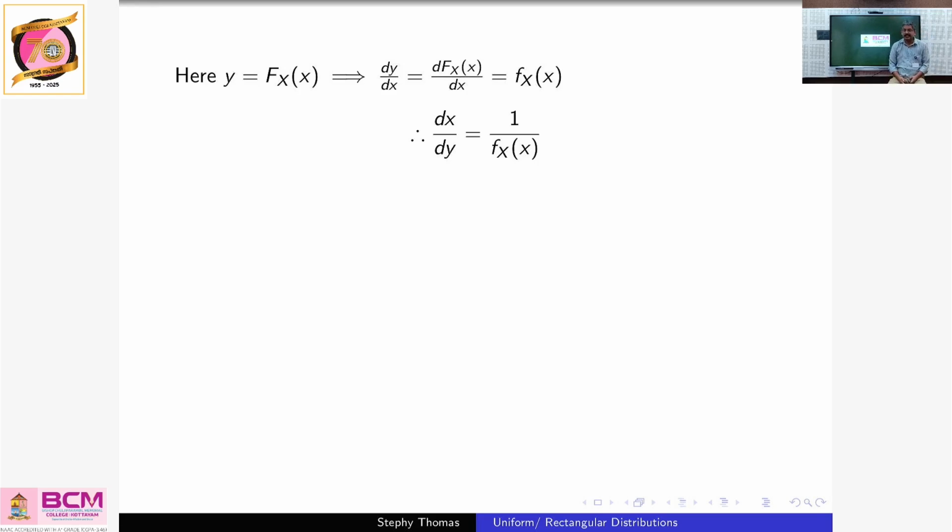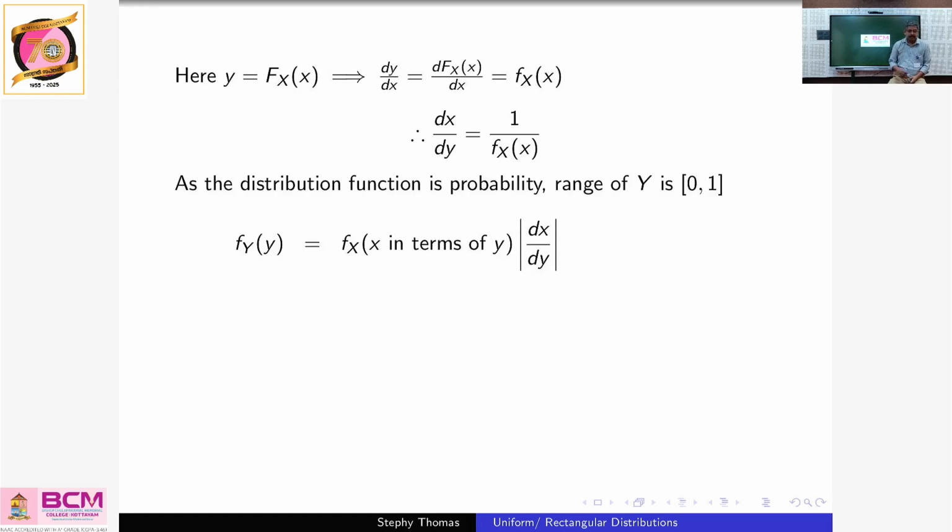that is equal to 1 by the density function. And now, as the distribution function is a probability, y ranges from 0 to 1. We can see that y is a distribution function, and by the property of distribution function, we know that the range of y is over the range 0 to 1. Now we will go for the density function of y.